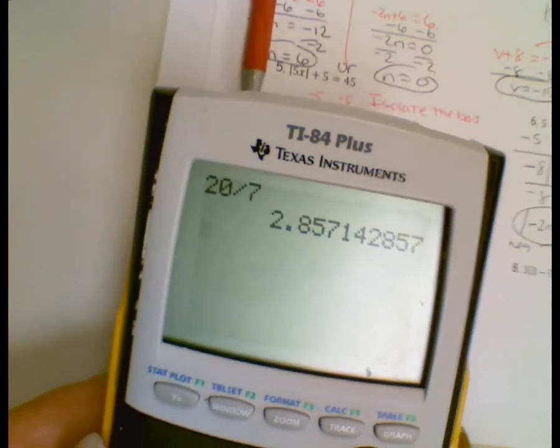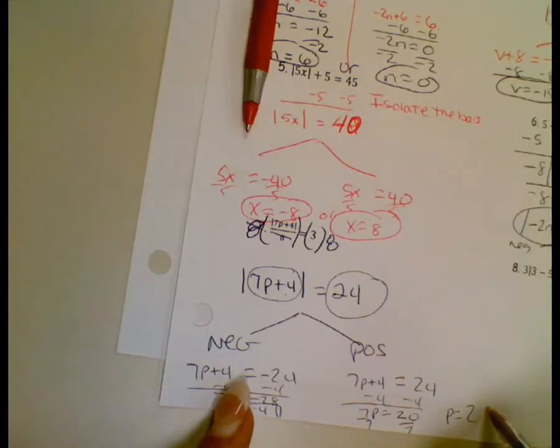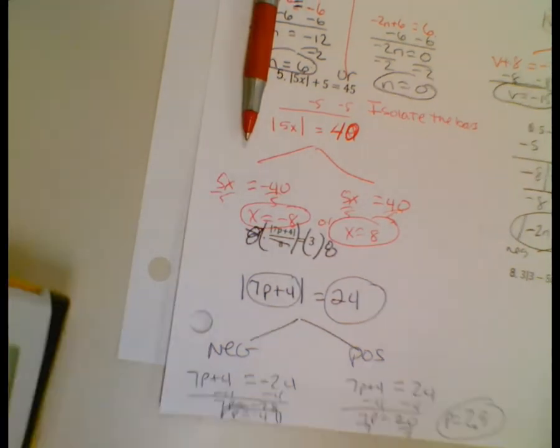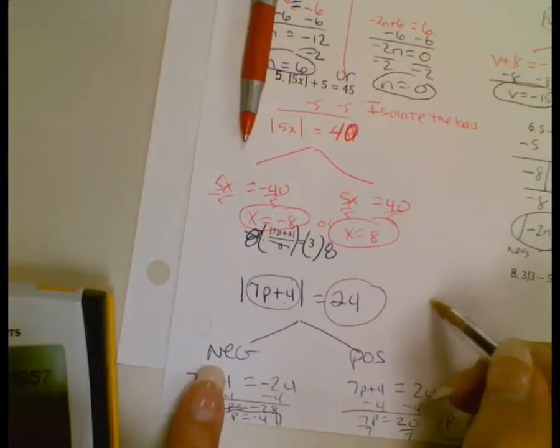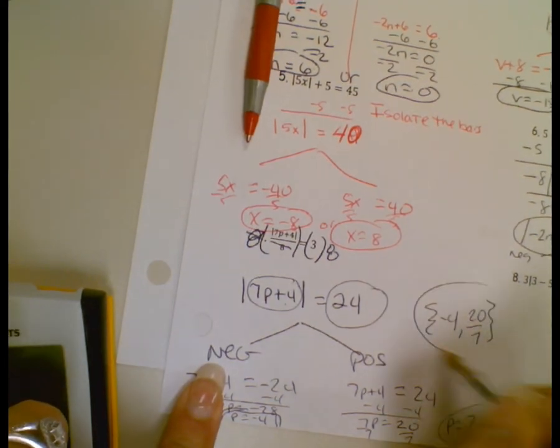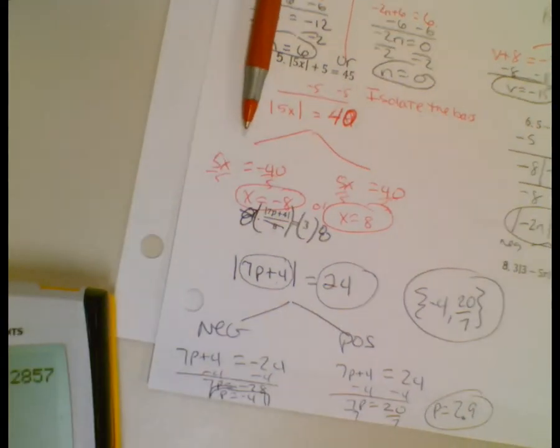You guys okay with that? So it's about 2.9. So your answer is -4 and it's about 2.9. If I was writing this answer, I'd write -4 and 20/7 because that is a better answer than 2.9, but I'd accept 2.9.